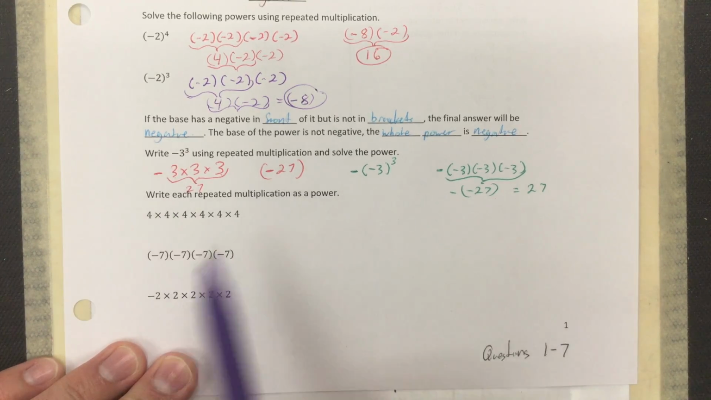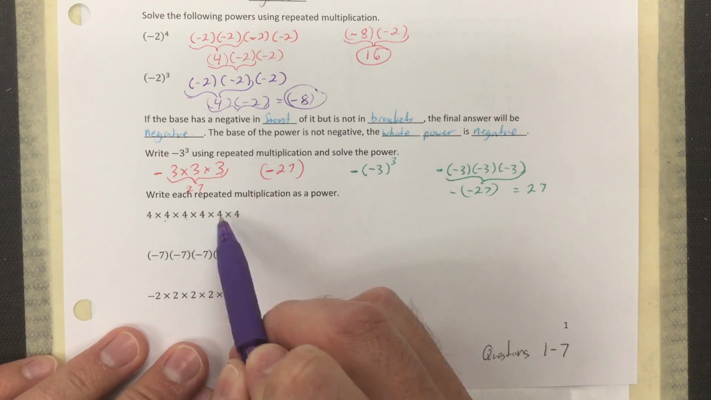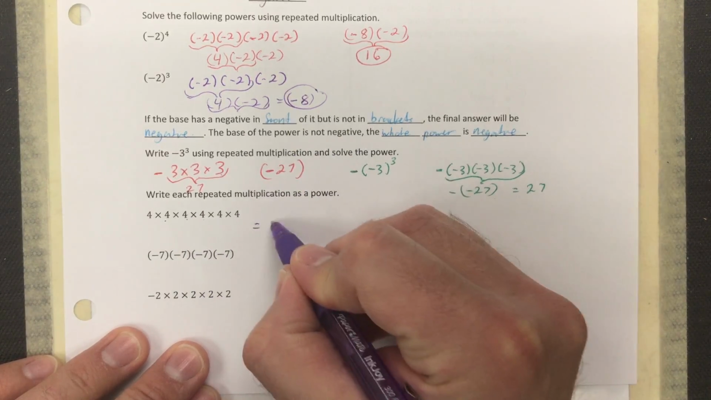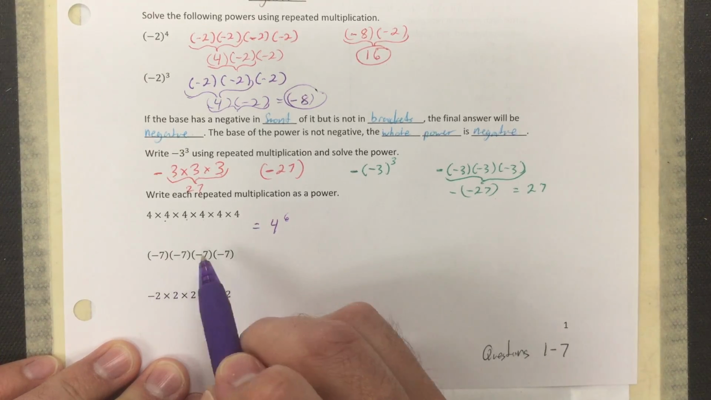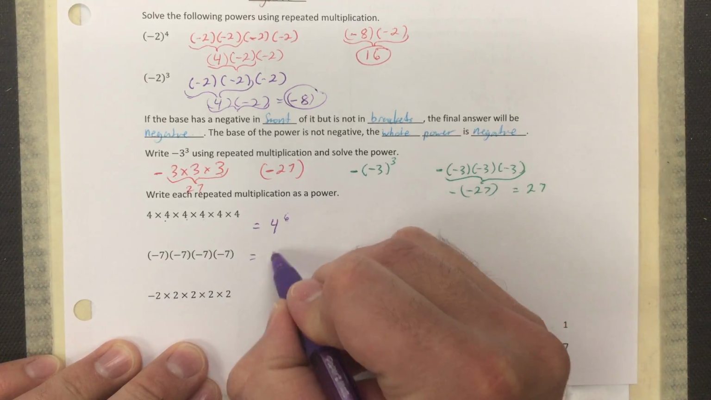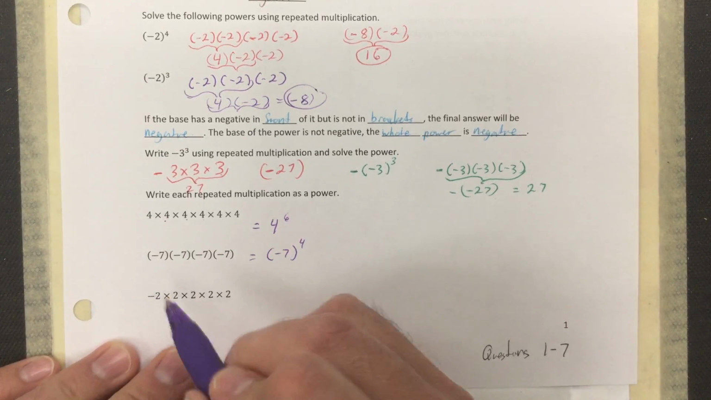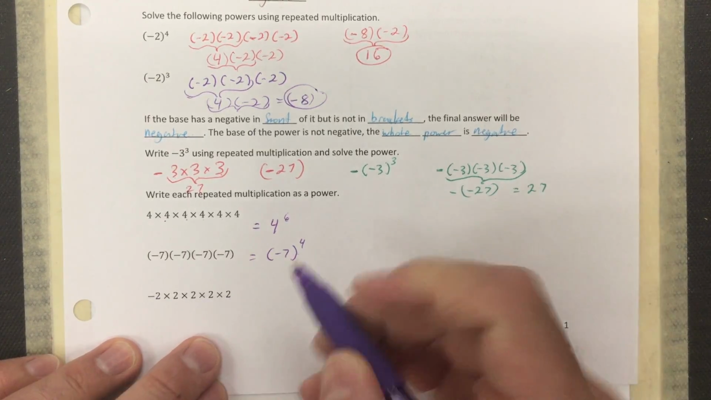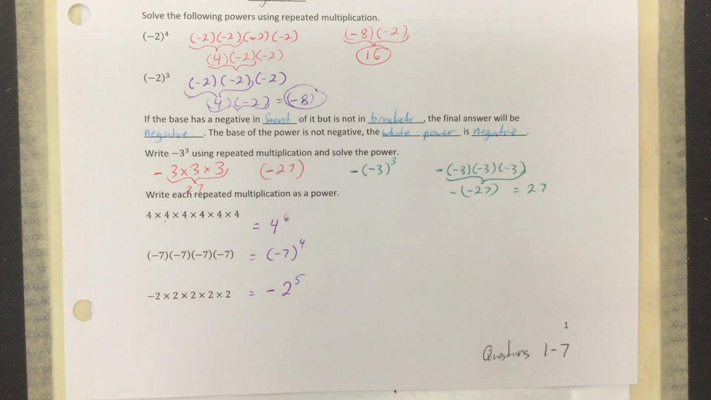All right, let's write each repeated multiplication as a power. 4 times 4 times 4 times 4 times 4 times 4 is going to give us 4 to the power of 6. Negative 7 times negative 7 times negative 7 times negative 7 is going to give us negative 7 to the power of 4. And negative 2 times 2 times 2 times 2 times 2 is a negative 2 to the power of 5.